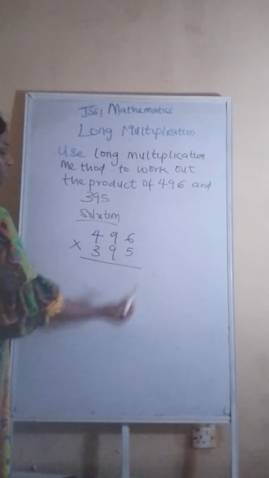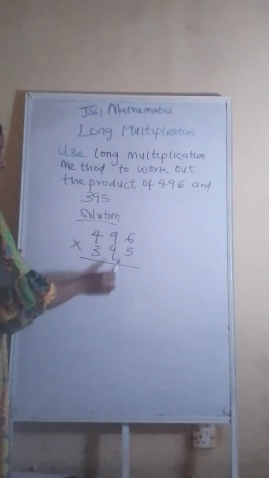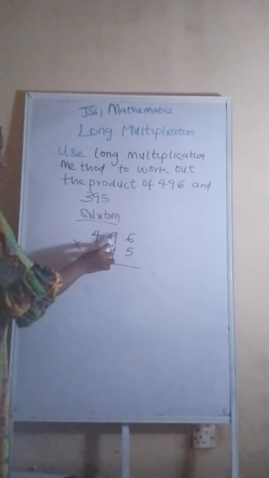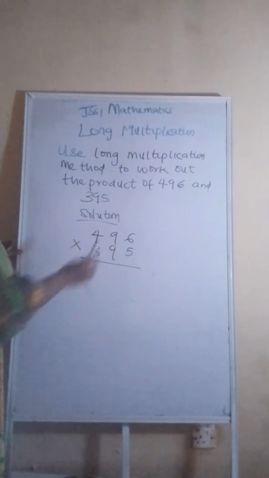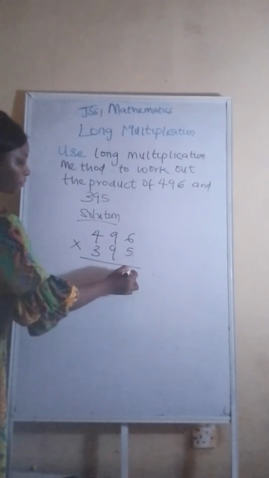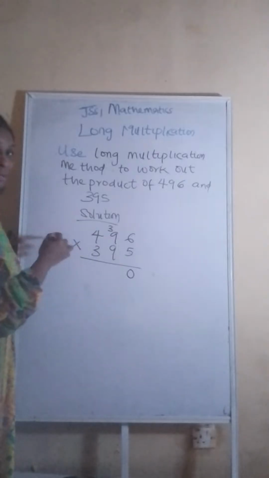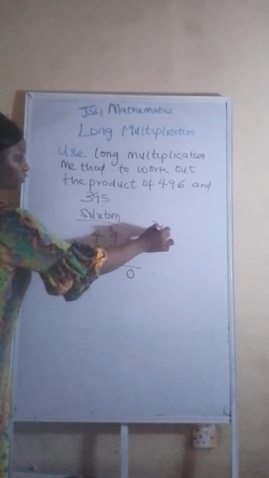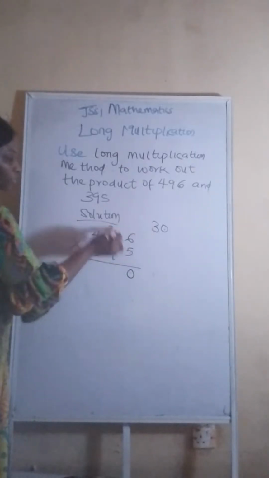So we start from here. We use this 5 to multiply everything here. Once we are done, we use this 9 to multiply everything here, and this 3 to multiply everything here. So let's start with this 5. 5 times 6 is 30. I always want the one at the back, so you write the 0 at the back, and this 3, you are going to raise it up.